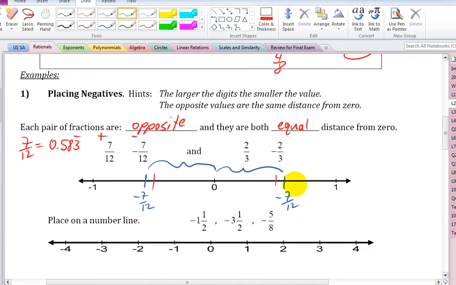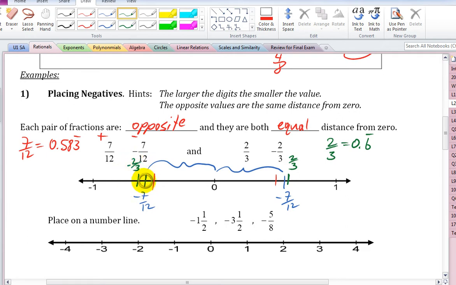All right, 2/3. Plot that on your number line. Go. Use a calculator, convert it first. So 2 divided by 3 equals 0.6 repeating. So whereabouts is that one? So here's positive 2/3. The negative 2/3 will be on the other side of negative 7 over 12. So there's negative 2/3. Okay?